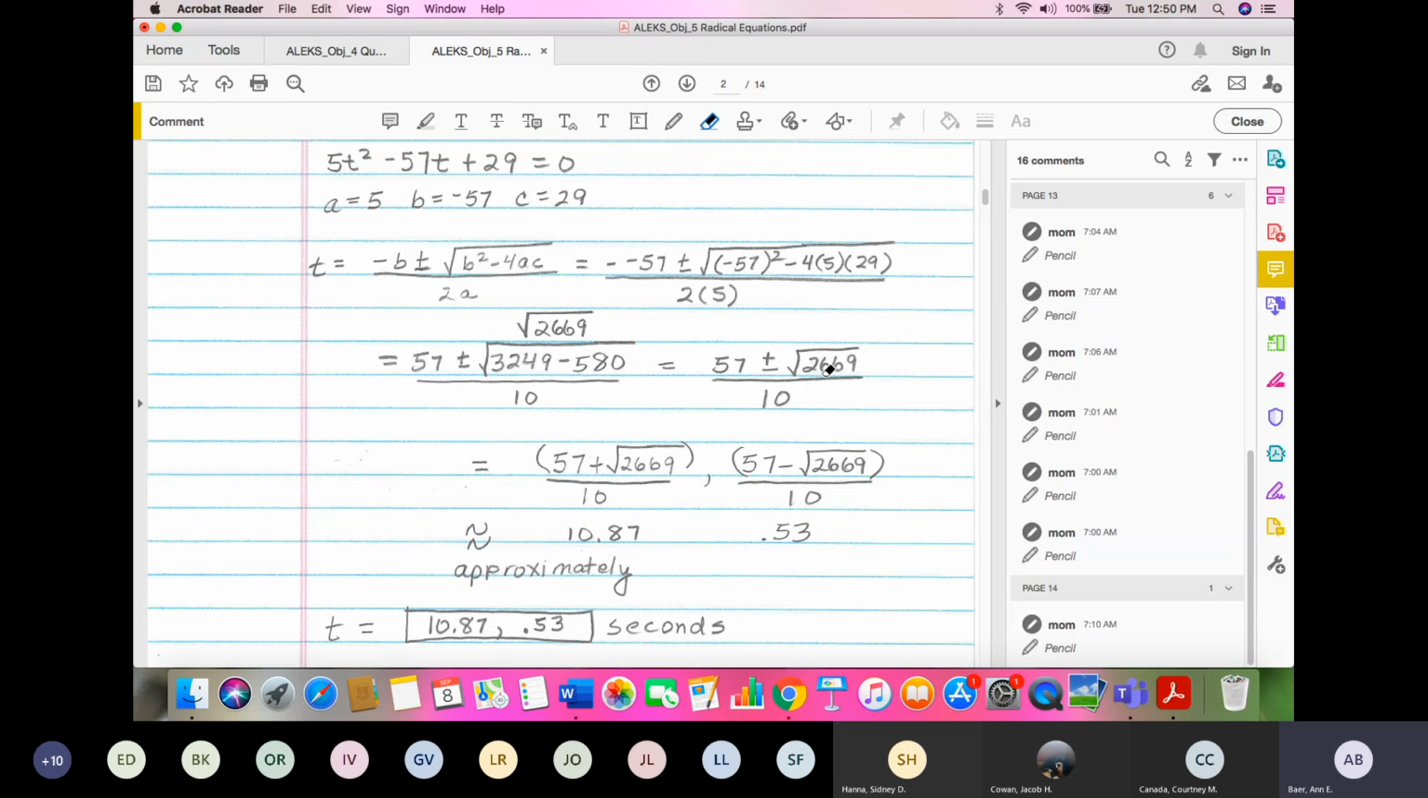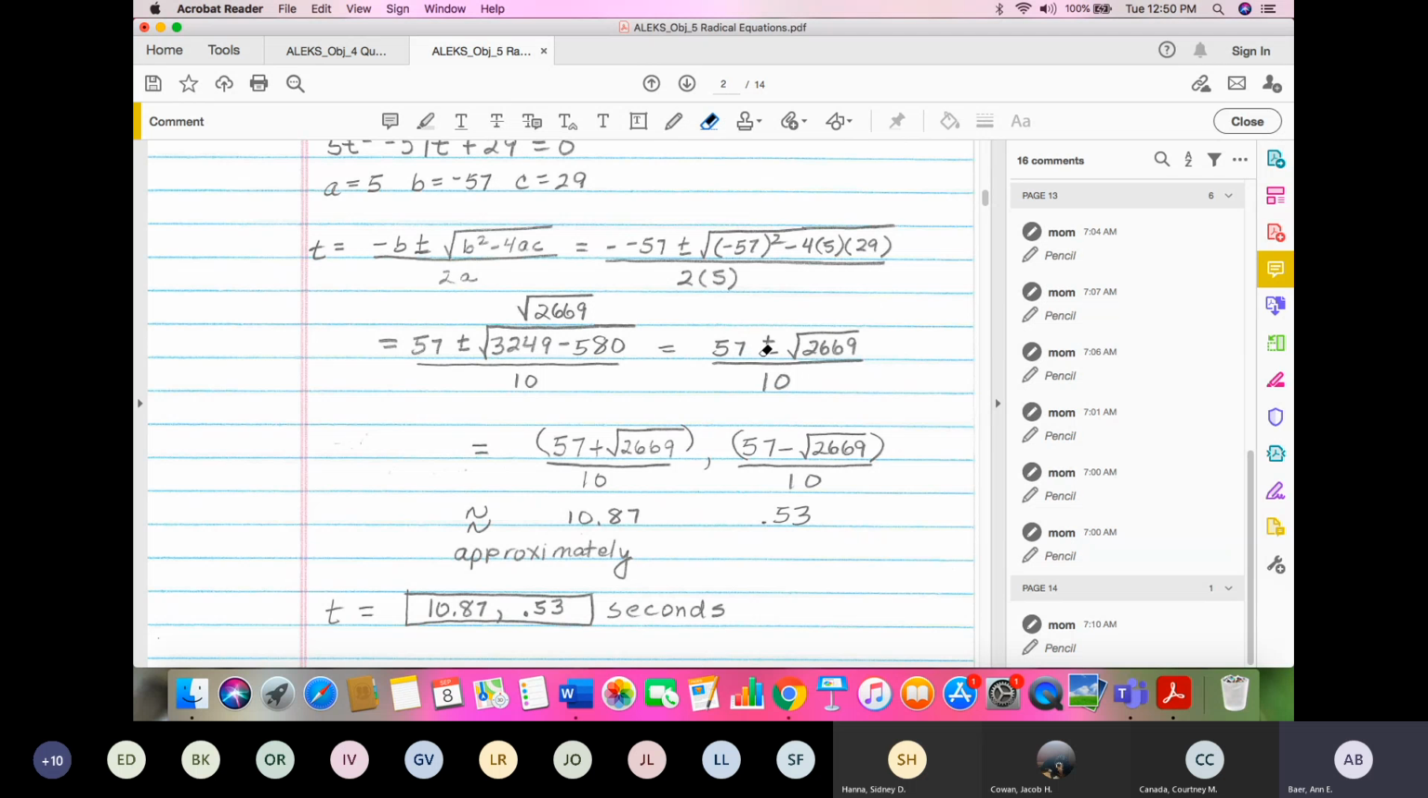Alex wants their solutions split apart into the one with just the plus sign and the one with just the minus sign. So let's do that. We're just going to do the plus one first. I'm going to cover the minus sign up, and we're going to get 57 plus square root of 2669 over 10. And that's what we have here. Okay? And then we're going to cover the plus sign up and do just the minus sign, and we get 57 minus the square root of 2669 over 10 as the other solution.